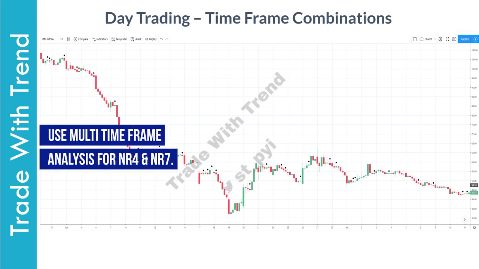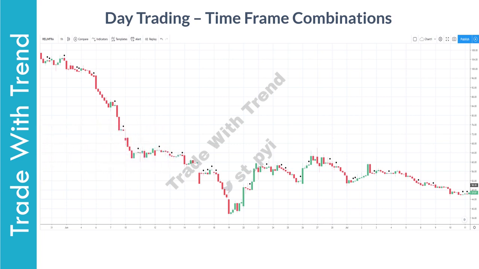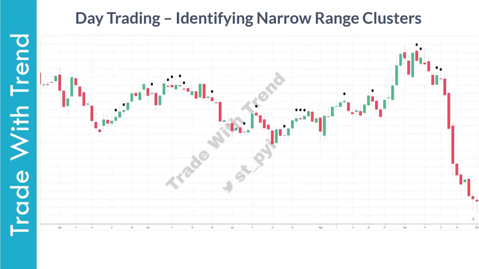Now, I have discussed pullback method, opening range breakout method, and VWAP indicator strategy, and each can be used with these narrow range candles. In the subsequent sections, I will be showing you how to combine VWAP indicator and narrow range clusters together. In this section, let us now discuss how to identify narrow range clusters correctly.